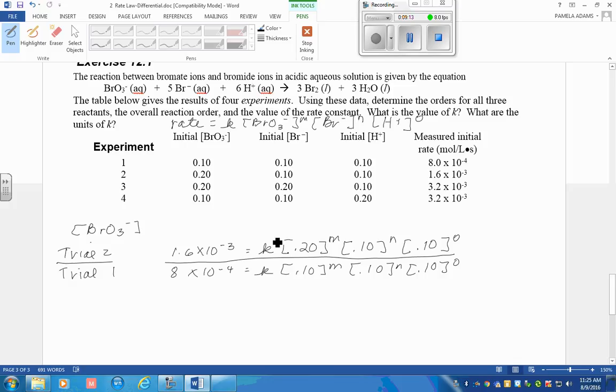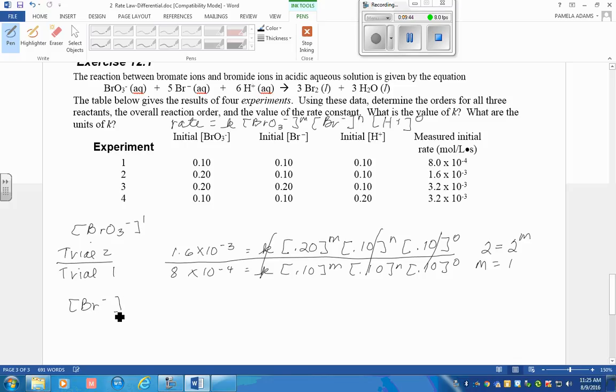So K divided by K drops out because it's 1, this is 1, and this is 1, which leaves us with this. So this value divided by this value is 2, is equal to 0.2 divided by 0.1, and is also 2 raised to the m value, the m exponent. m is equal to 1. So that is the order for this reactant.